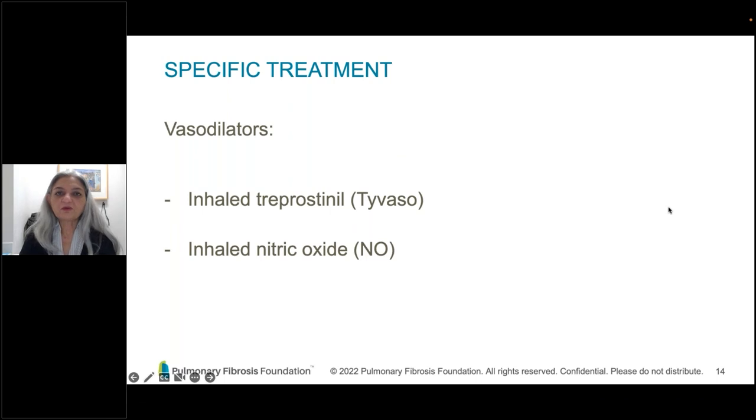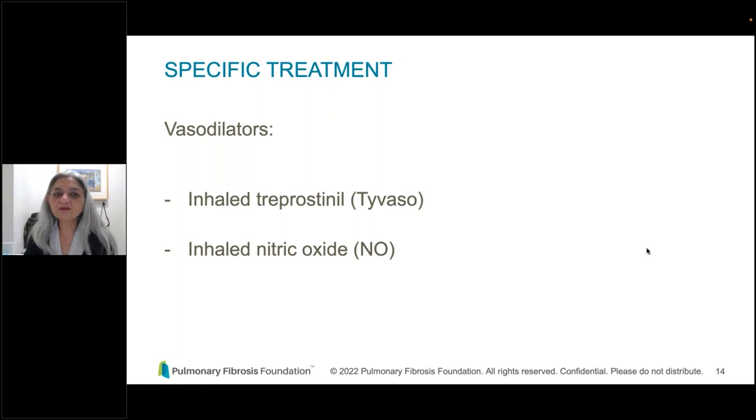Since 1996, we've had several medications approved for pulmonary arterial hypertension. Most of those drugs have been studied in patients who do not have lung disease. We have never included patients with interstitial lung disease in those studies, and most of those therapies have not been shown to be of benefit in the setting of interstitial lung disease.